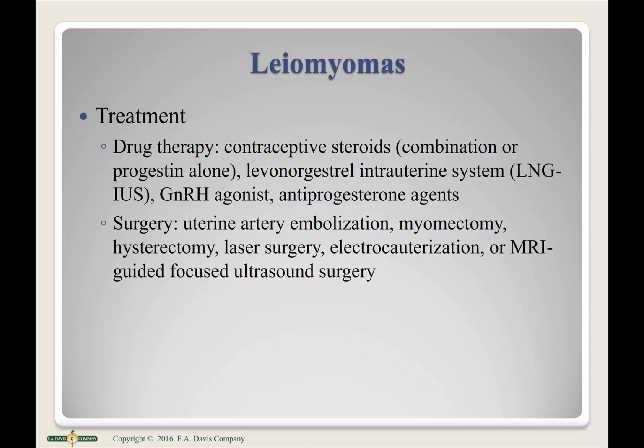Myomectomy is just surgically removing the fibroids. Hysterectomy is just removing the uterus. They can do laser surgery, electrocauterization to remove those. There's also ultrasound surgery, where they hit these fibroids with ultrasonic pulses, I think, and that destroys them, and then all is well. But that doesn't mean that these fibroids won't come back. They could come back, they may not, but those are definitely different options.